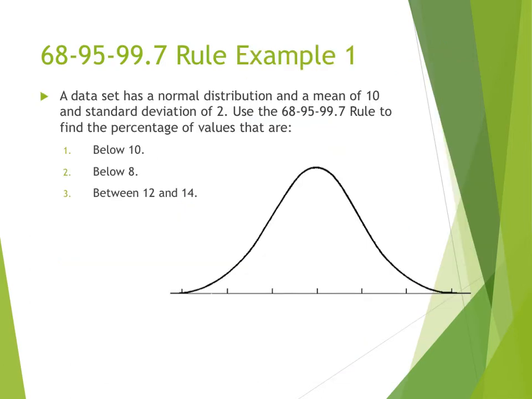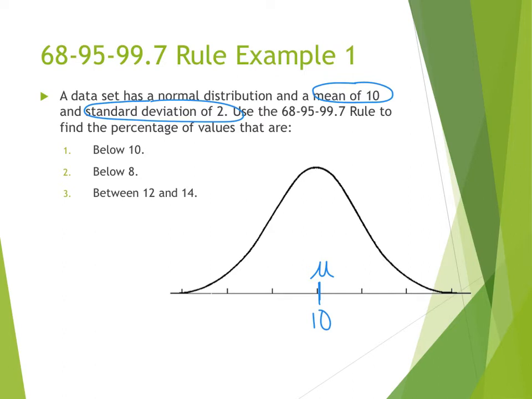So you can use that information on the previous slide to answer some questions. If I have a data set that has a normal distribution and it has a mean of 10 and a standard deviation of 2, we're going to use that empirical rule to find the percentage of values that are below 10, below 8, and between 12 and 14. So the first thing you need to do is mark off what you have. So we know our mean is 10.